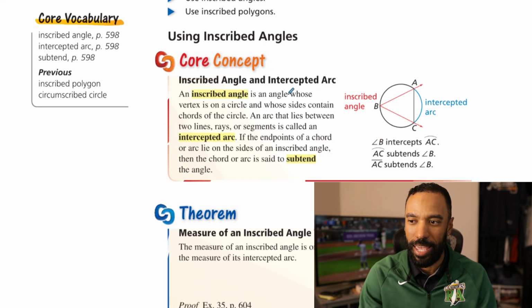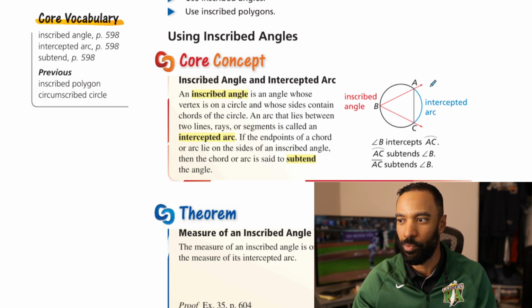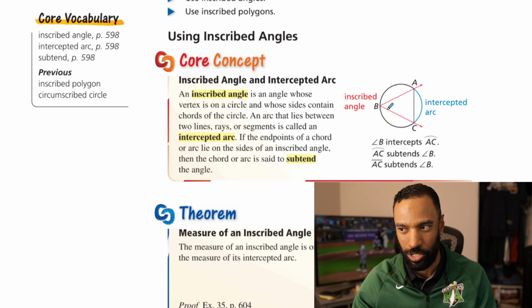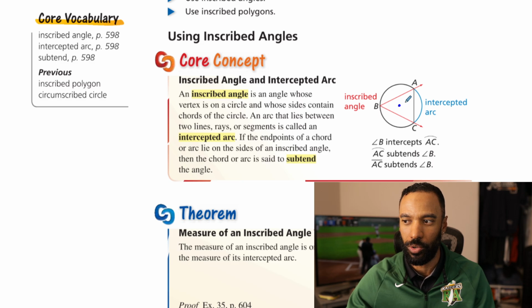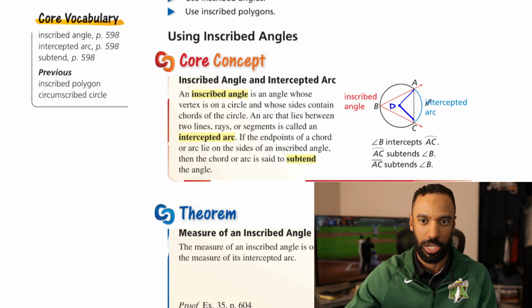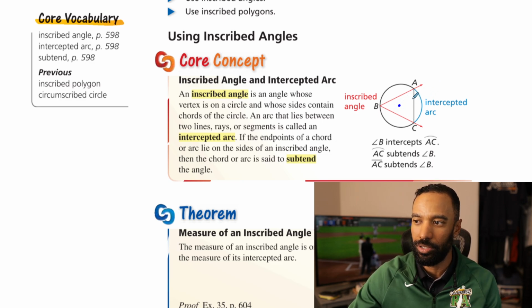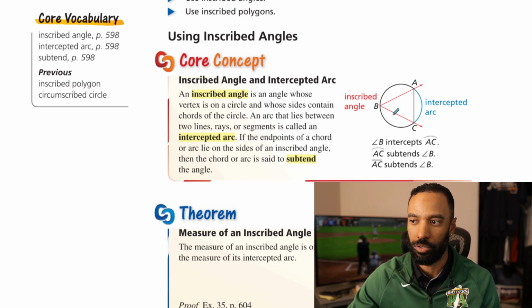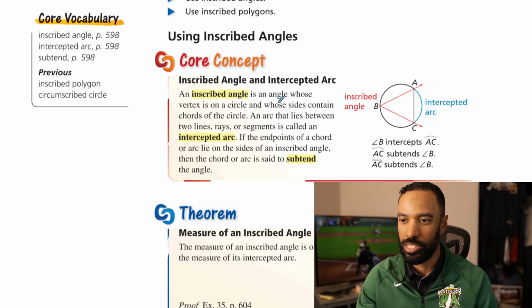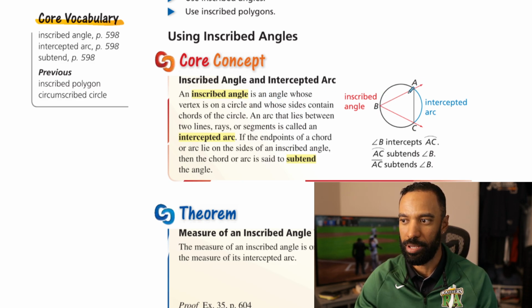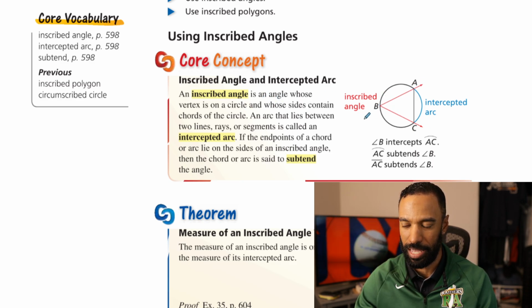So an inscribed angle is an angle whose vertex is on the circle. So you look at this red angle right here. B is that vertex. It is on the circle. That's an inscribed angle. We've been talking about central angles quite a bit, something like this. Let's say that was a D right there. And I'm sure they're going to talk about it. But that's a central angle, vertex on the center, inscribed angle right there. Whose sides contain chords of the circle, so from B to A and from B to C, just like that.